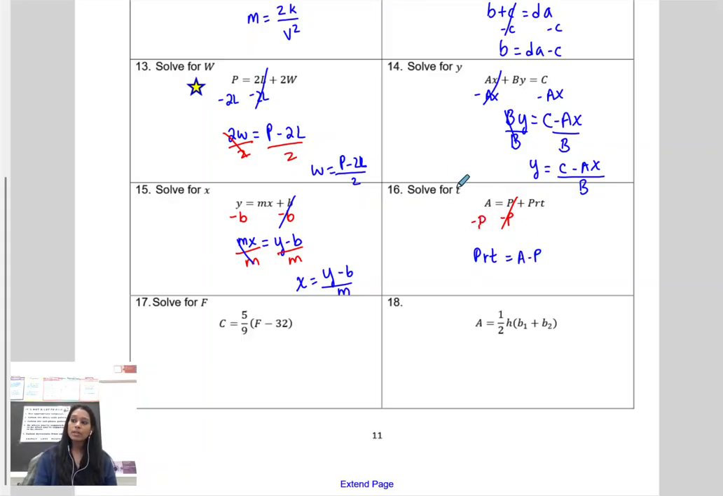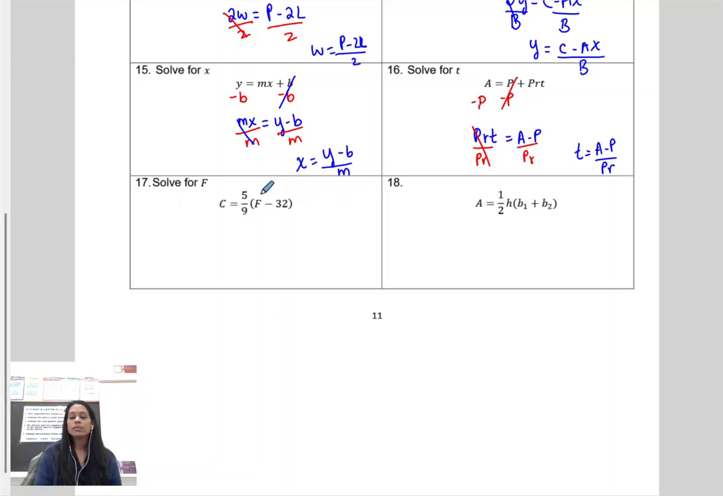And again, notice I'm solving for T here. So I have PR that I need to get rid of, and I can just simply divide that out since it's being multiplied. So you have T equals A minus P over PR. And that's my answer.